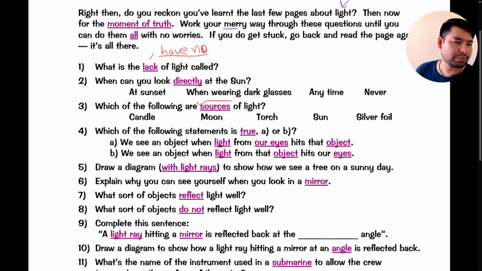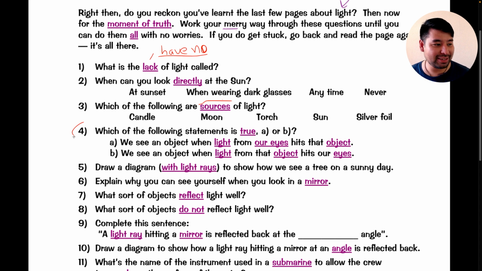But anyway, number 4. Which of the following statements is true, A or B? So here on number 4, one is true, another one is false, so not a big deal. We see an object when light from our eyes hits that object. We see an object when light from that object hits our eyes. Wow, that is a good one. Even me, I don't remember what the right answer is here.